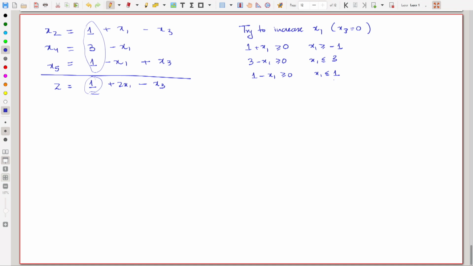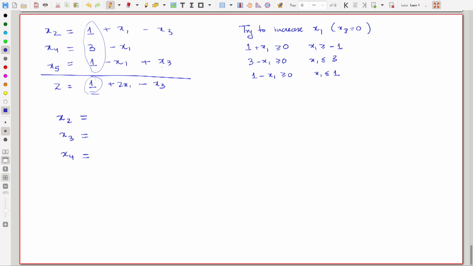So, I can increase x 1 to 1, and which variable will go out? x 1 will go into the basic set, x 5 will go out, because that is the variable that has become 0 now, right. So, now my new basic variables are x 2, x 1 and x 4; x 5 has gone out. So, let us write them down.